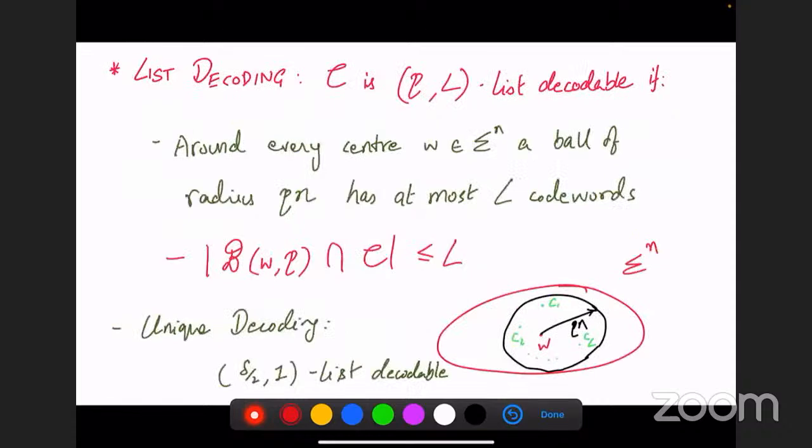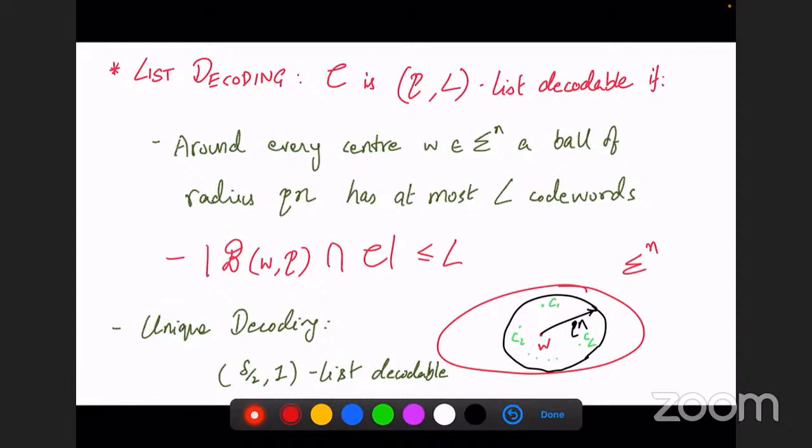Now I'll define the concept of list decoding, which is what the talk is going to be about. This is an important question in various contexts, like when we try to concatenate codes and decode them, list decoding shows up naturally. It's important in other complexity theoretic applications, etc. There is enough motivation to study list decoding.